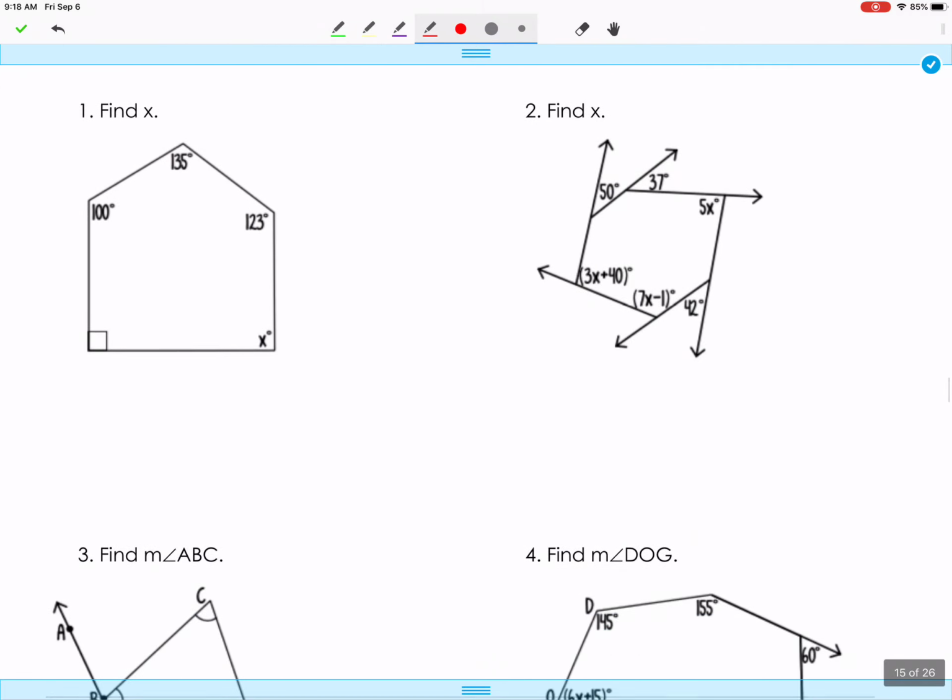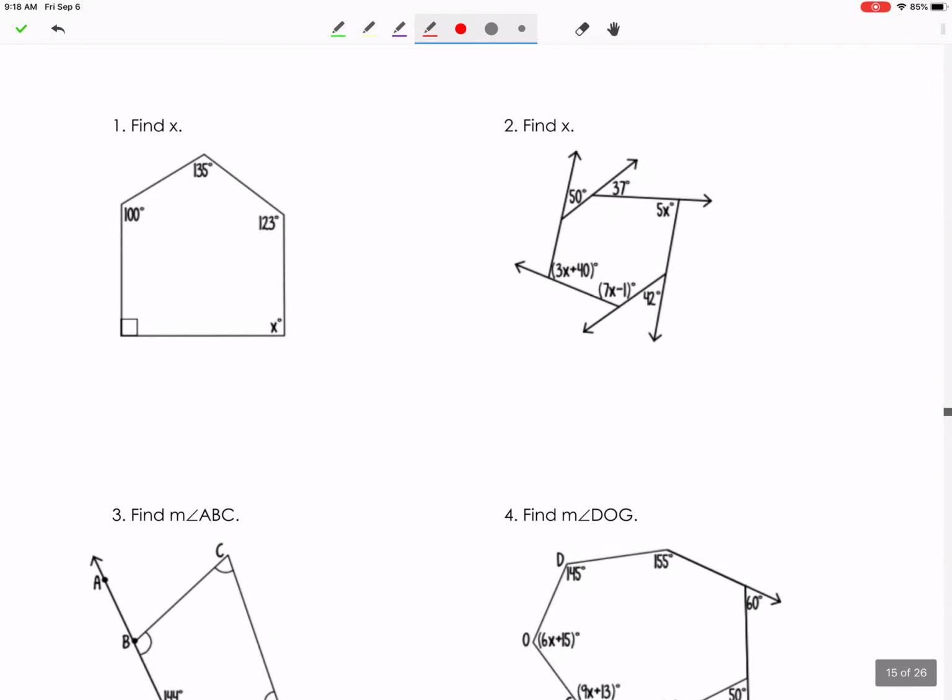All right, so let's do a few practice problems, and then I might leave a few for you to do, and then when we get done, you've got time to knock out your homework for day 3.